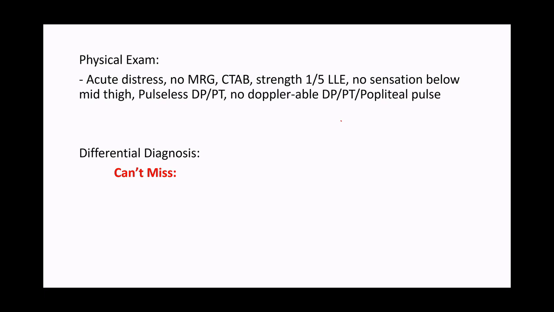On my physical exam, I had a gentleman in acute distress. He had no murmurs, rubs, gallops. He was clear to auscultation bilaterally. He had strength as 1 out of 5 on his left lower extremity as compared to his right, which was full strength. He had no sensation below the mid-thigh on that left side.